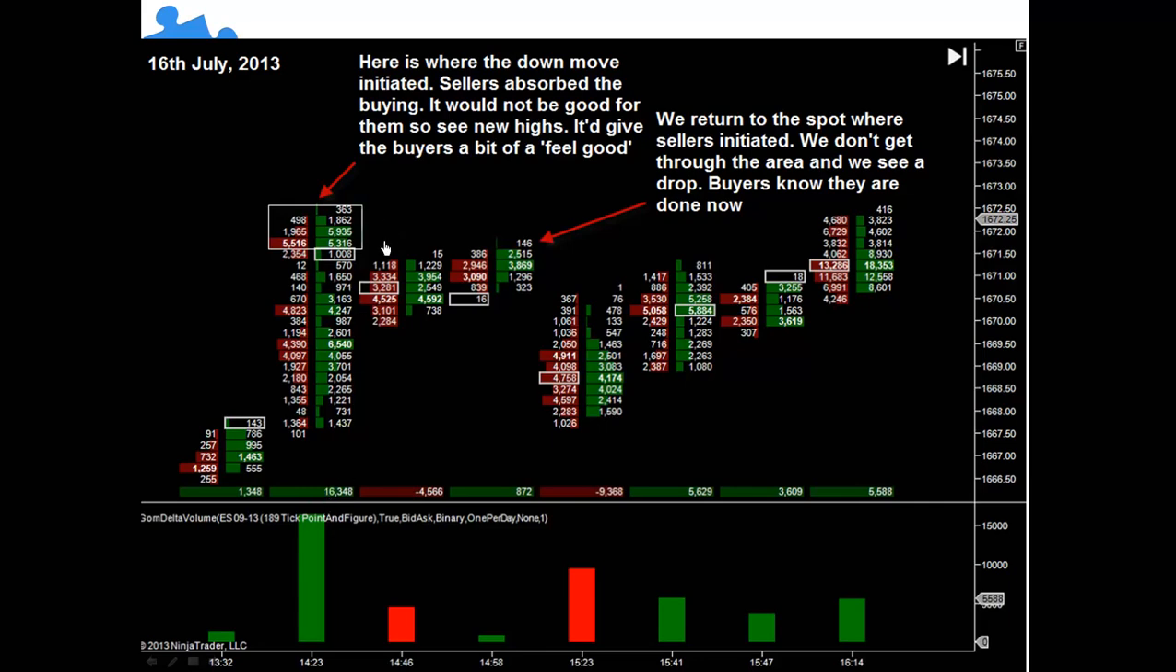Now, after moving down, we can see that on the move down, we didn't really see evidence that people have got stopped out. As we move back up to this area here, we've got 5,000 on each side. We move back up there, and just 146 contracts trade. Nobody wants to buy into that price. And then we start to move down.